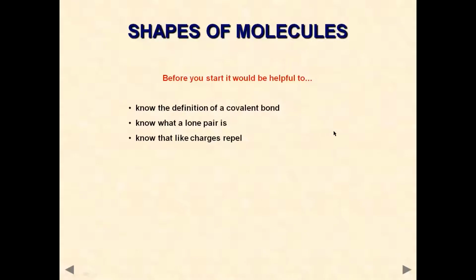Before you start, it would be helpful if we go back and look at the definition of a covalent bond. That's a bond by sharing electrons. We'll look at what is a lone pair. So that's a pair of electrons which is not involved in a covalent bond. And we all know this, that like charges repel each other. And here we're talking about the repulsion between electrons.